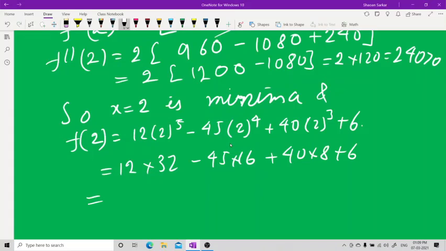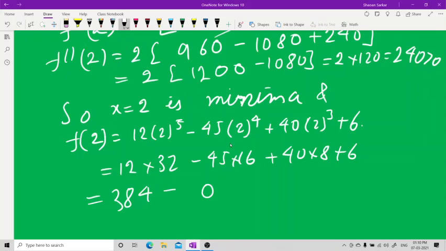So this comes out to 12 2s are 24, 12 3s are 36. So this comes out to be 384. 16 5s are 80, and then 16 4s are 64.